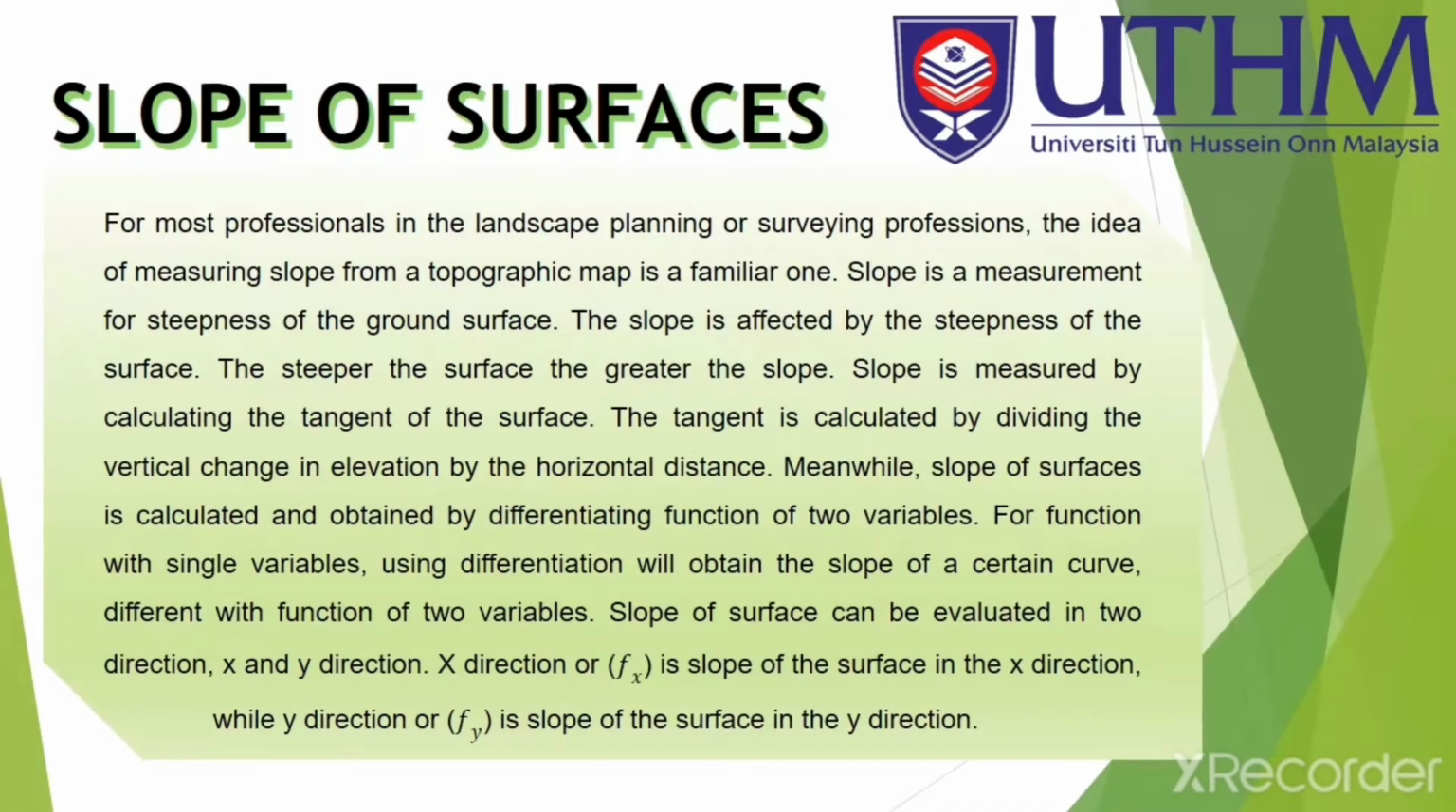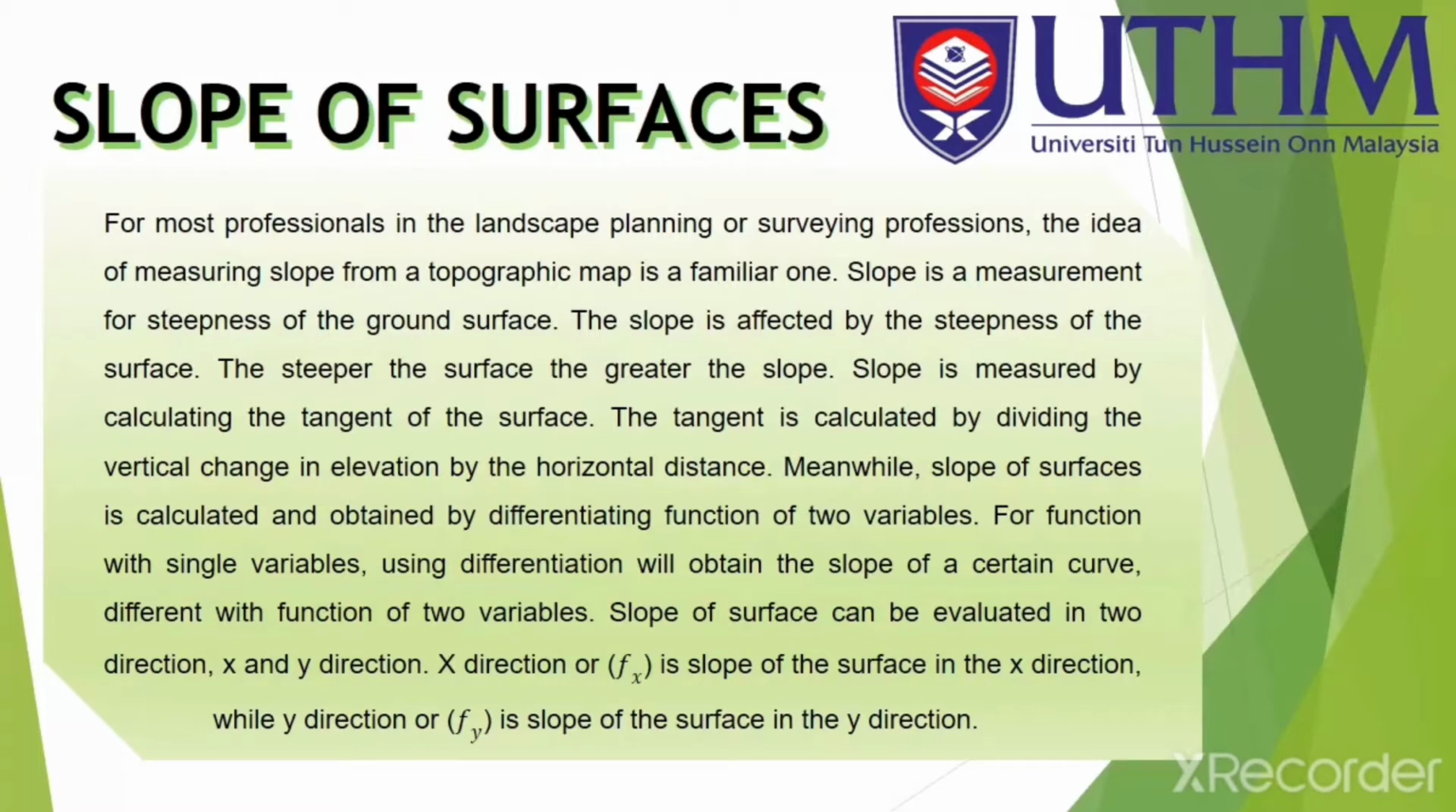And now I will tell you what is slope of surfaces. But before that, what is a slope? Slope is a measurement for steepness of the ground surface. The slope is affected by the steepness of the surface. The steeper the surface, the greater the slope. Slope is measured by calculating the tangent of the surface. The tangent is calculated by dividing the vertical change in elevation by the horizontal distance.